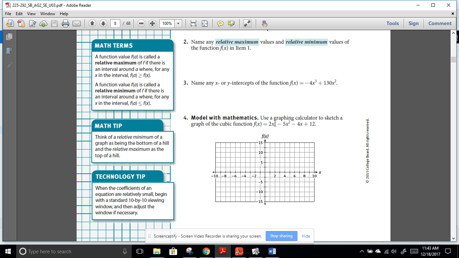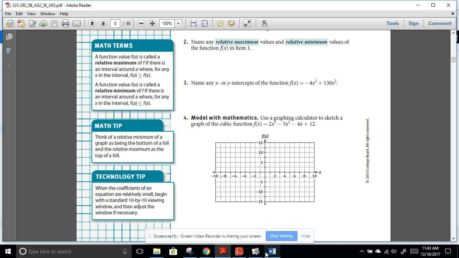A third degree polynomial can have at most 3 x-intercepts. It doesn't have to have 3, but it cannot have more than 3. And it can have at most 2 turning points. It doesn't have to have 2 turning points, but that's the most that it can have. The n in this problem is 3. So the number of zeros is equal to n. The number of turning points is equal to n minus 1. So at most 3 x-intercepts and at most 2 turning points.